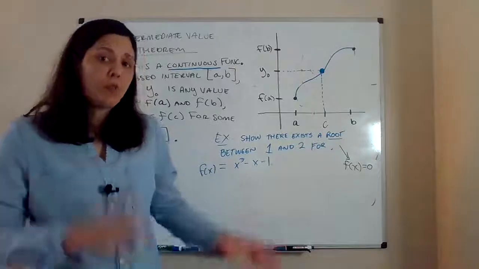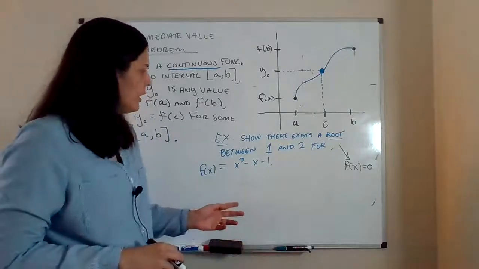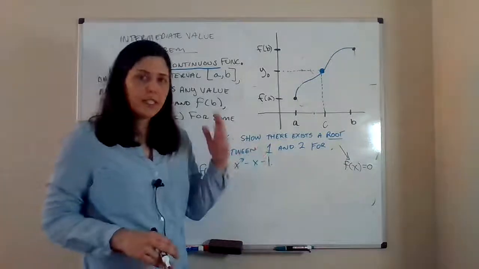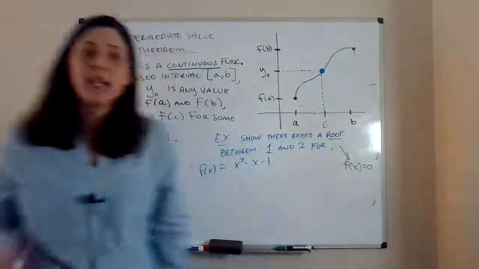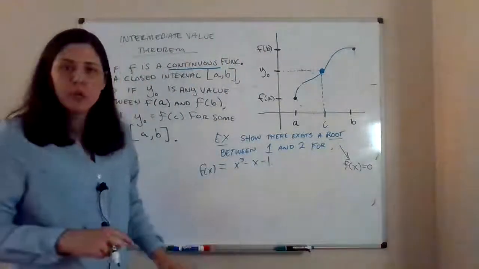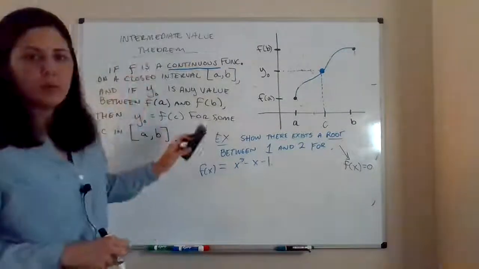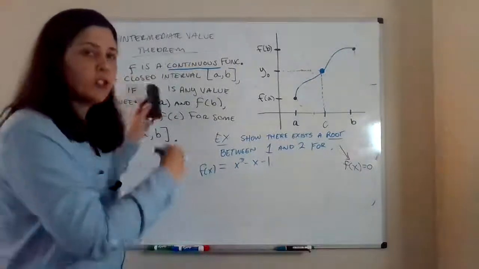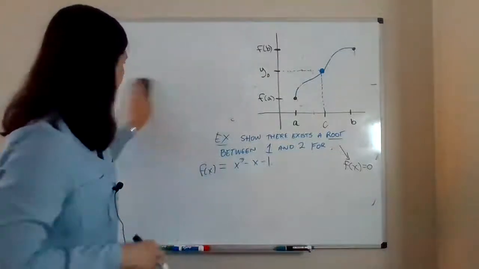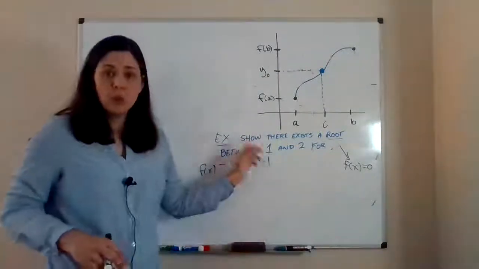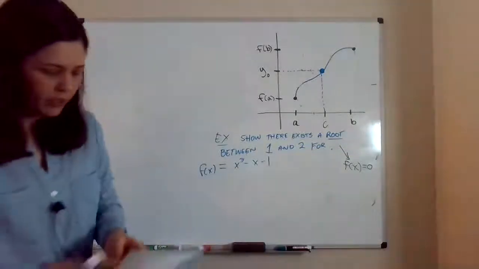Okay. If you use a graphing utility, you will see that you're going to hit the x-axis, which is when y is 0. But the way we show it is we basically use this theorem and just say, by this theorem, it's true. And I'll show you really quick. We are told where to look. We're told to look between 1 and 2.